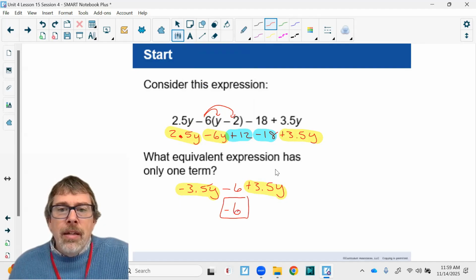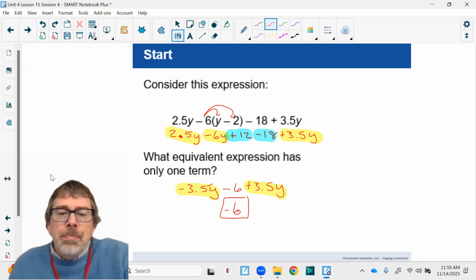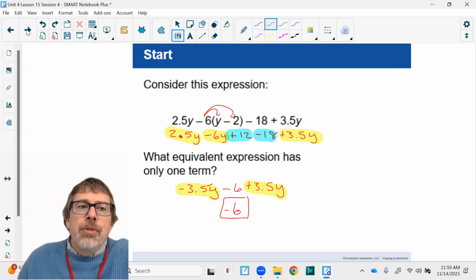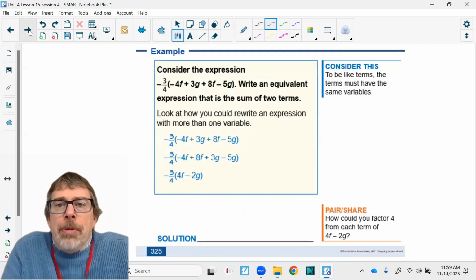So that is an expression with one term. Negative 6 is an expression. Okay, so that's how you do that. And here's an example.